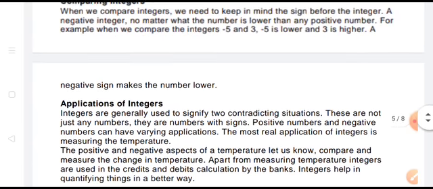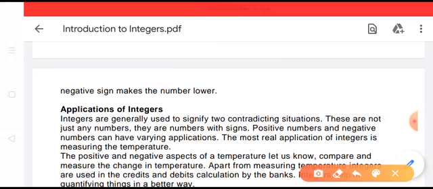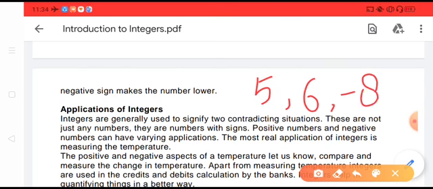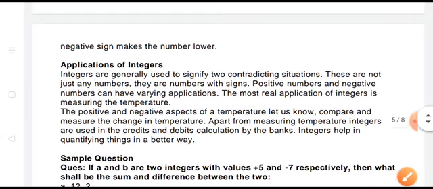Now if we see 5, 6 and minus 8, जनरली वो अगर हम लोग देखें तो 8, 5 और 6 से बड़ा है, but if we take the sign, then minus 8 will be small and 6 and 5 will be bigger. Now application of integers.